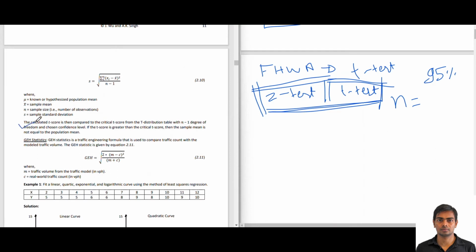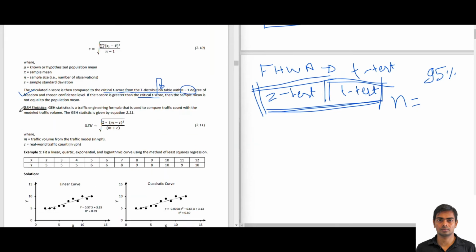The calculated t-score is then compared to the critical t-score from t-distribution table with n-1 degree of freedom and chosen confidence interval. If the t-score is greater than critical t-score that we are getting from this t-distribution table, then the sample mean is not equal to population mean. So we will look at one example on how to calculate and how to interpret z-test and t-test.